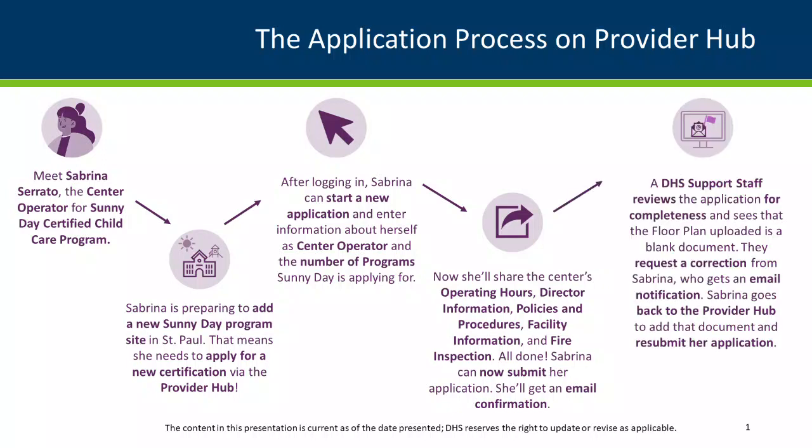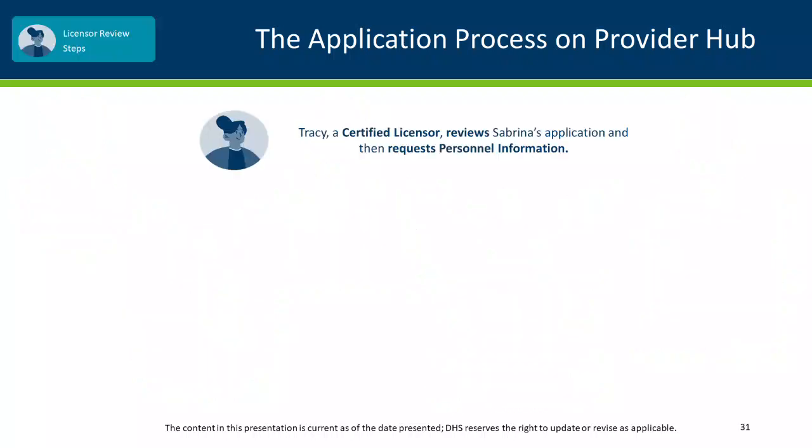A DHS support staff reviews the application for completeness and sees that the floor plan uploaded is a blank document. They request a correction from Sabrina, who gets an email notification. Sabrina goes back to the Provider Hub to add that document and resubmit her application.